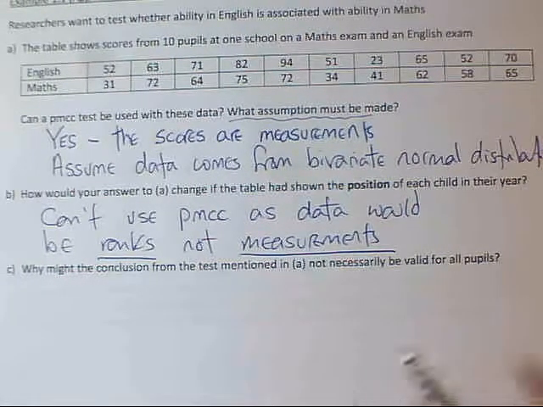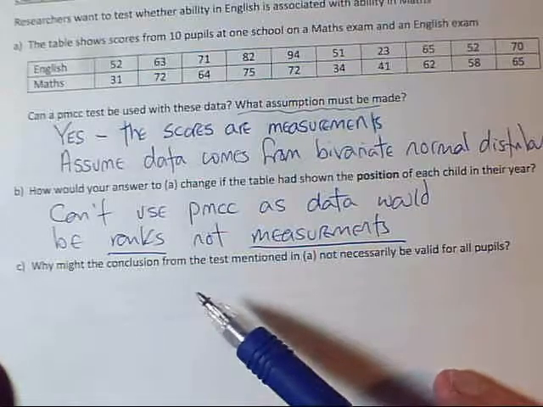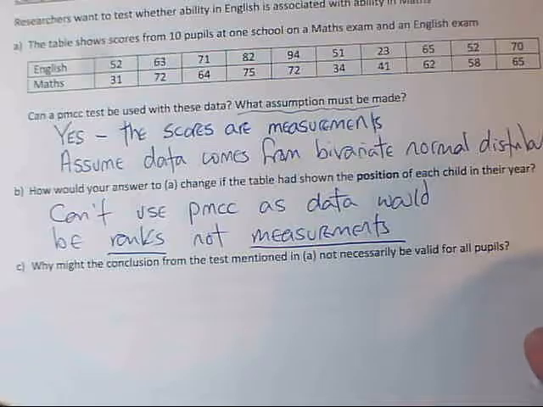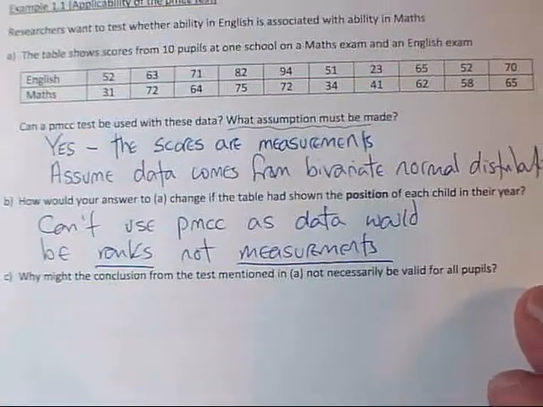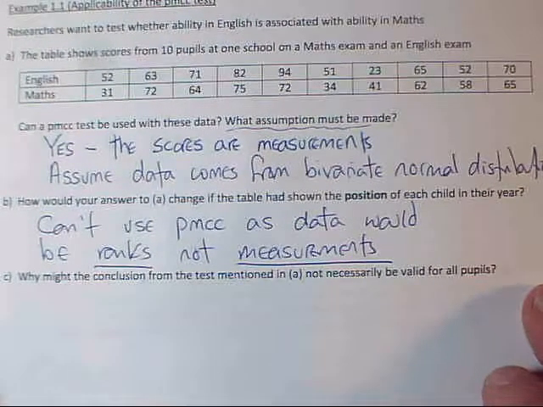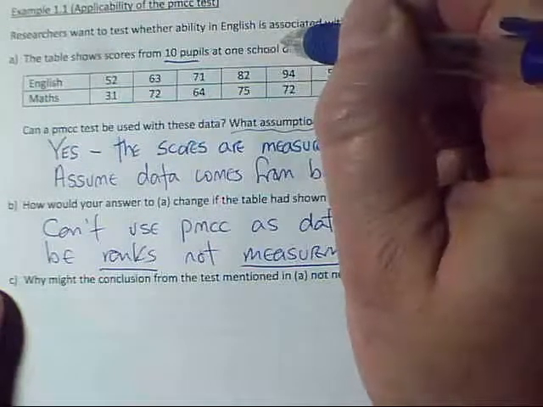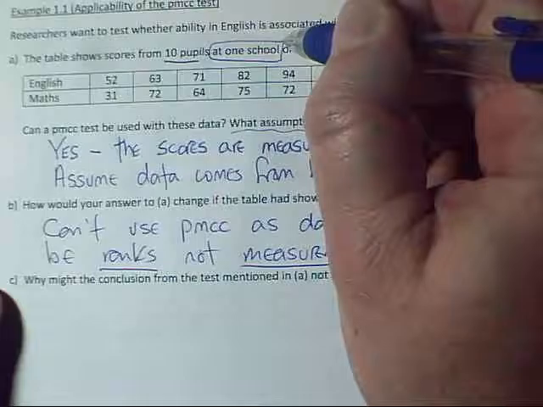And then finally part C, why might our conclusion from the test mentioned in A, so if we did this test, why would it not necessarily be valid for all pupils? Well, I need to look at what they tell me and what they don't tell me about the 10 pupils. So we've got 10 pupils. What they tell me is that they're all from one school.